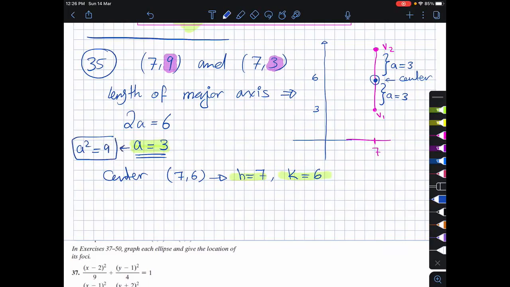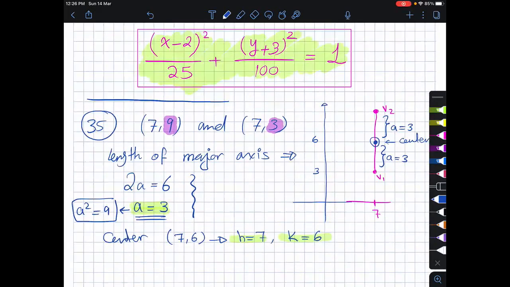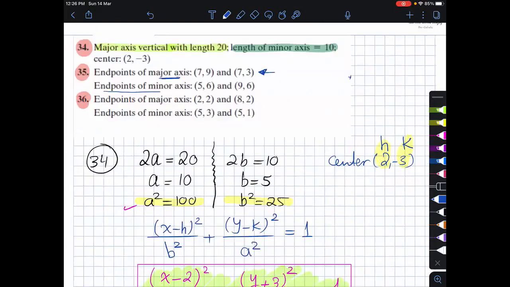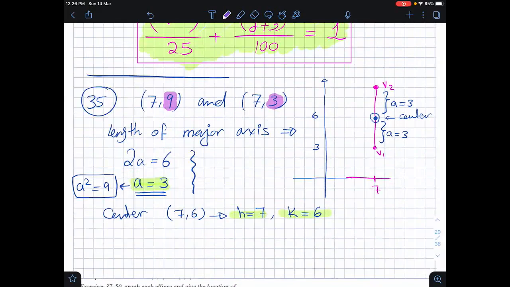Okay. For b, how do we find b? By the minor axis. It's given. The endpoints of the minor axis are 5, 6 and 9, 6. This time it's the x values, not the y values. So we have here 8 and then 9, and 6 here. This point, and they said 5 and 6, right? So 5 here and 6. Yes, it's here. So this is the co-vertex.